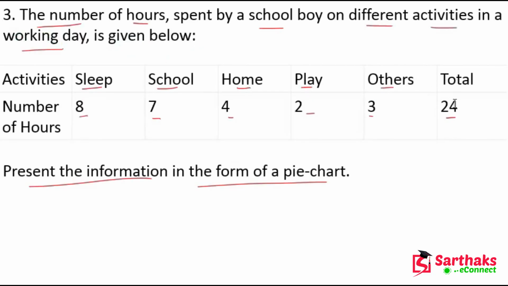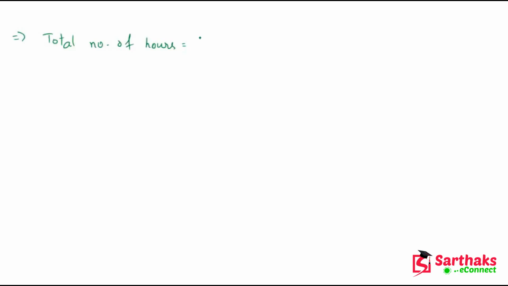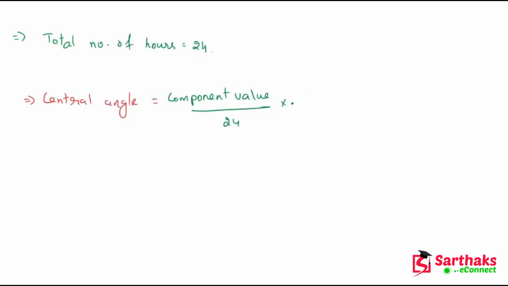Now here, first of all, the total number of hours is what? We know that this is 24. Now, the formula for the central angle is: component value divided by total value, which is 24, multiplied by 360 degrees. So after solving this, we can find the central angle.